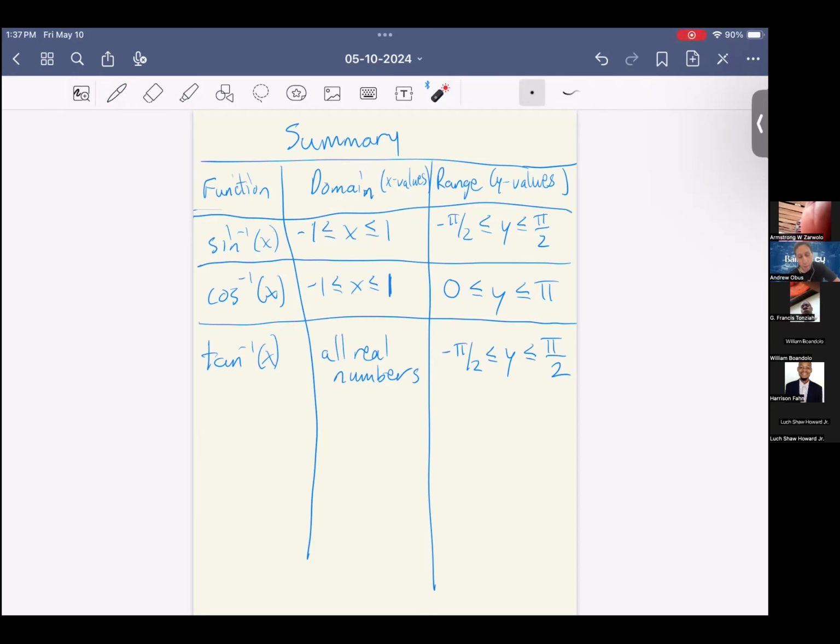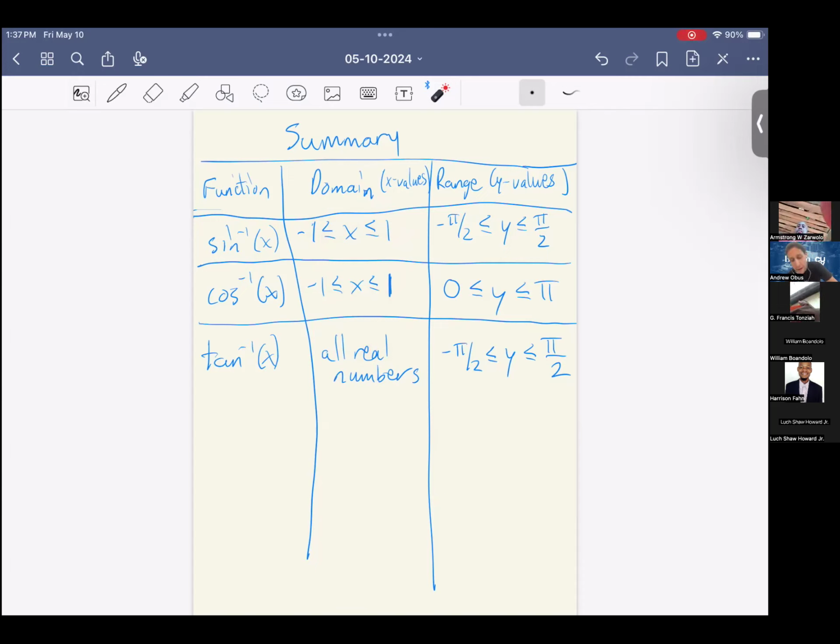Okay, and remember, you shouldn't just take this as given to you by God, right? You should understand why this is true. The point is, for the domain, everything here is about what sine of an angle can be. It can be between -1 and 1. What can cosine of an angle be? It can be between -1 and 1. What can tangent of an angle be? It can be any real number.